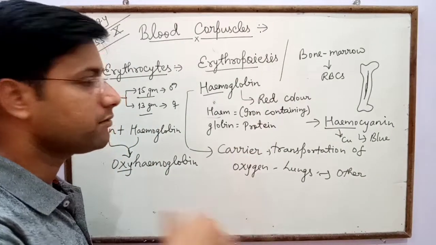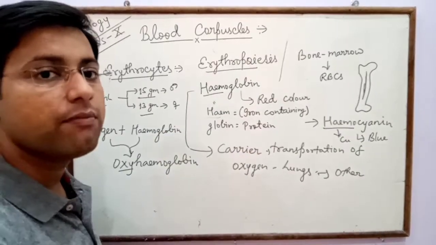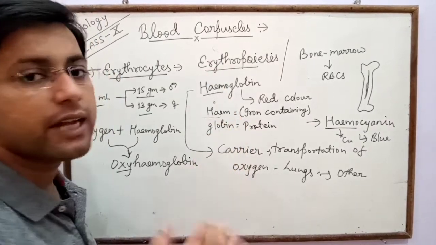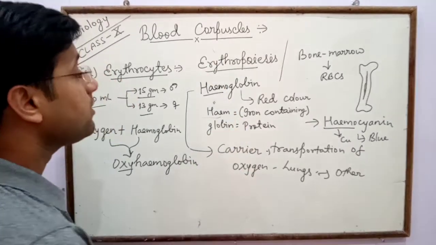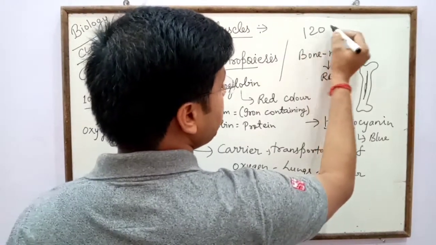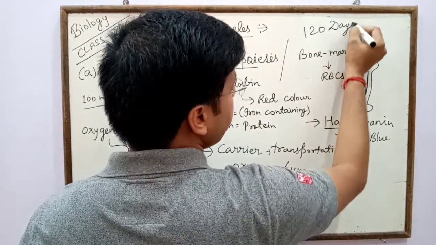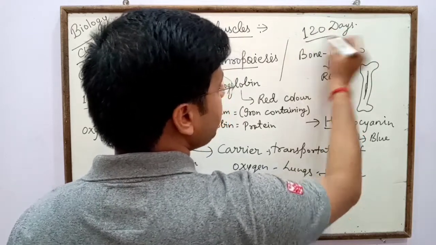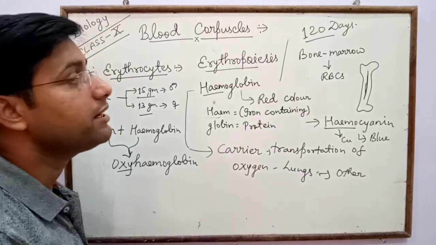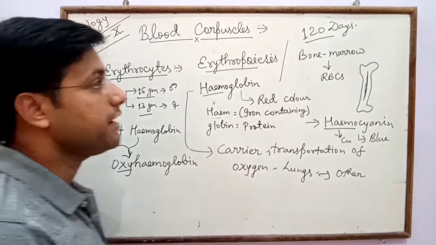While in case of human being, the color of blood is red due to the presence of heme pigment, that is iron containing. And the lifespan of erythrocyte or RBC is 120 days. This is very important. What is the lifespan of RBC? So lifespan of RBC is 120 days.